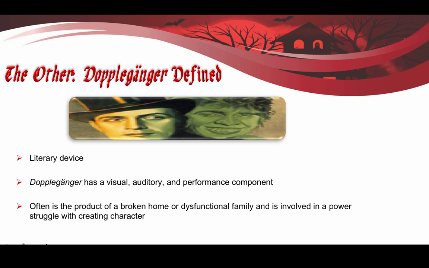Another thing that Weber tells us about doppelgangers is that the creating character is often the product of a broken or dysfunctional home, and that contributes to the creation of the doppelganger. And quite often, the doppelganger and the creating character are seen to be in a power struggle of some sort. They're seen to be in conflict, and sometimes they actually are in conflict over who is in charge of the only body that they share.